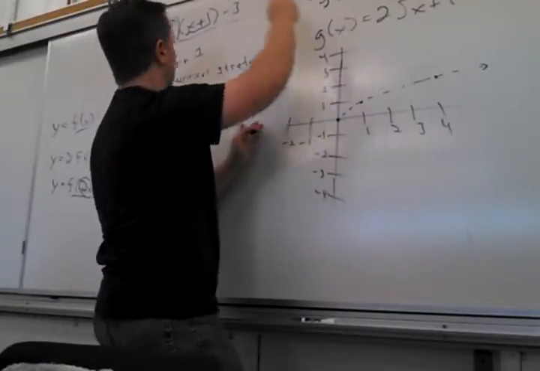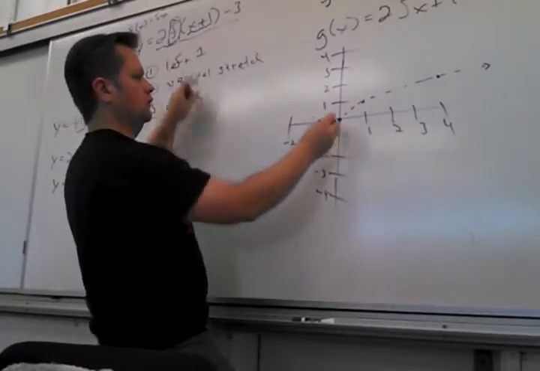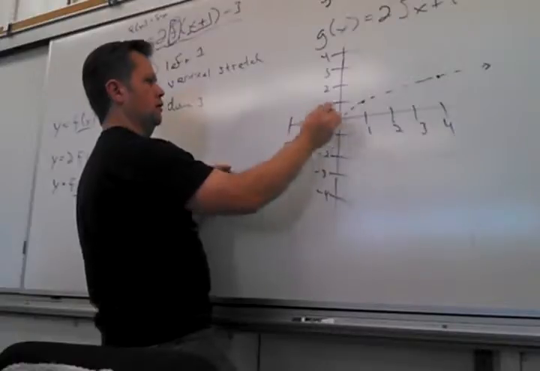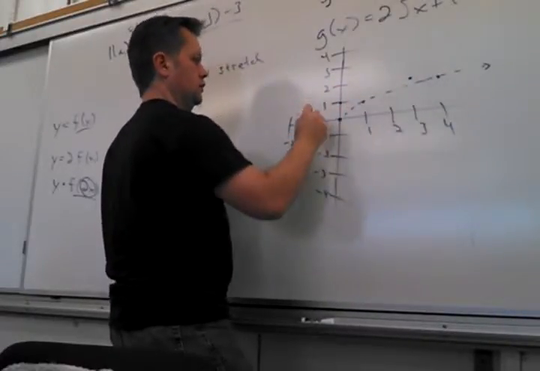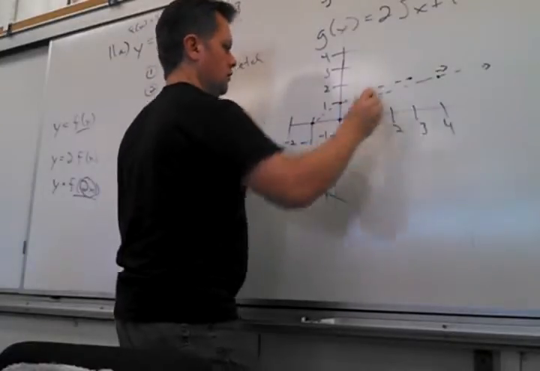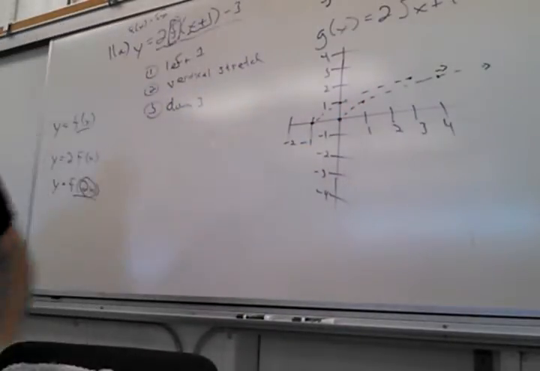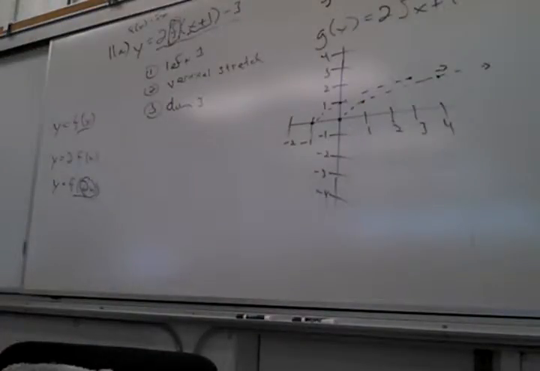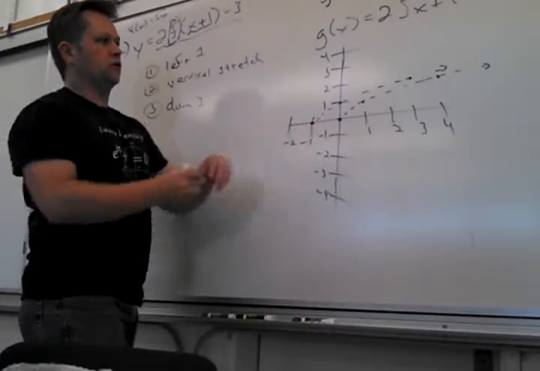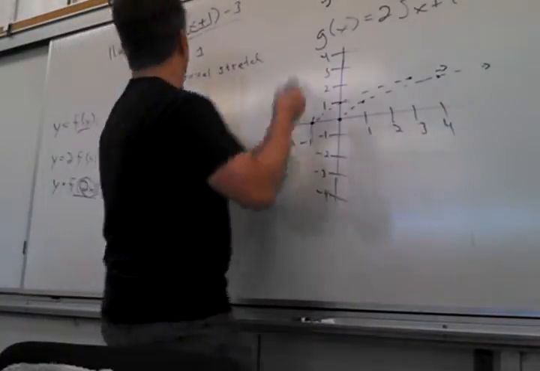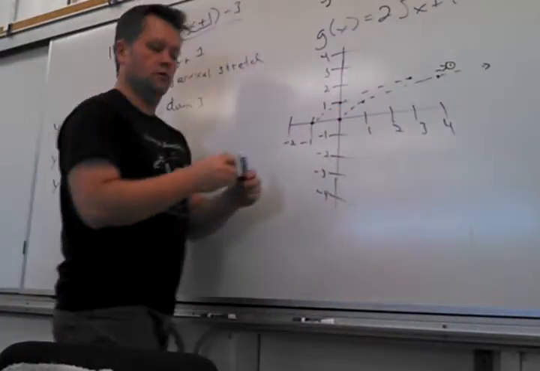What's the first transformation? Left one. So that goes there. That goes there. And that goes there. So that's after the first transformation. All right, so what's the second transformation? That's the first transformation, right? Let me put a little 1 next to that. That's the first. Vertical stretch by 2.